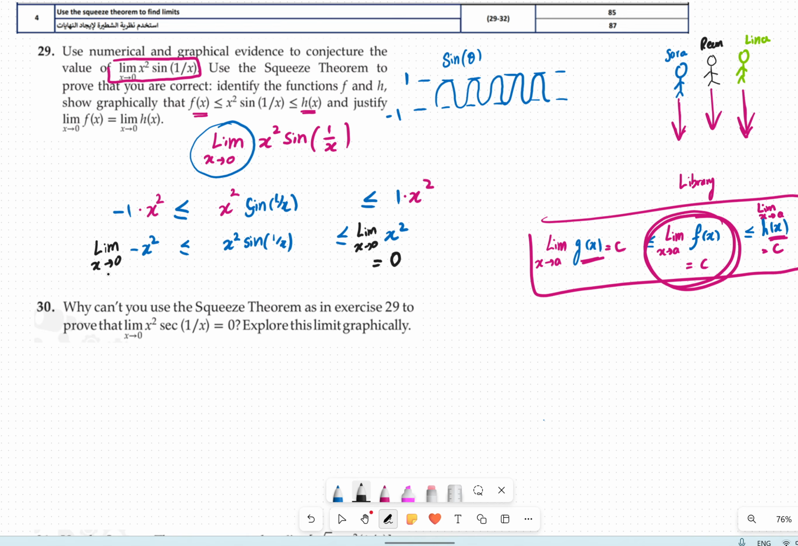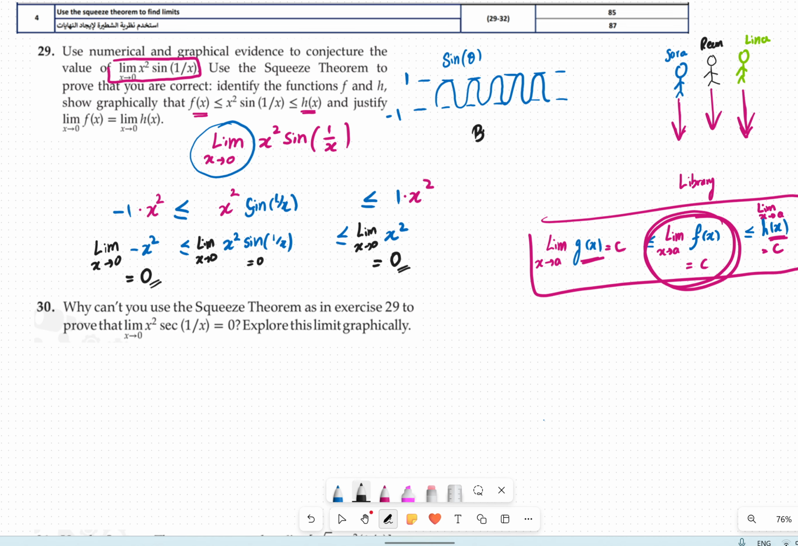Limit of minus x squared as x approaches 0 is always 0, with direct substitution. So if I know this goes to 0, and I know this goes to 0, and I know this is always between them, then where is this one going? It is also going to 0. So I will also say that the limit as x approaches 0 of this is equal to 0.